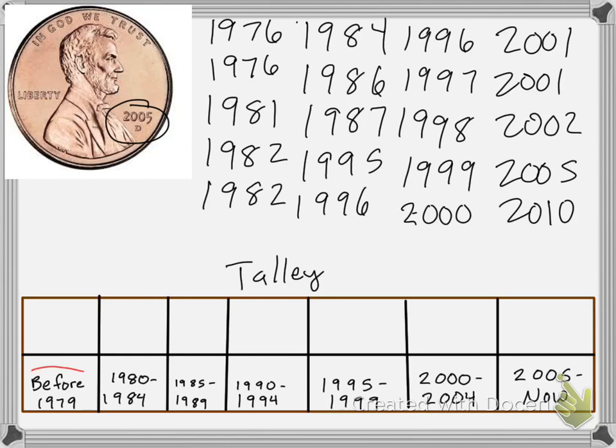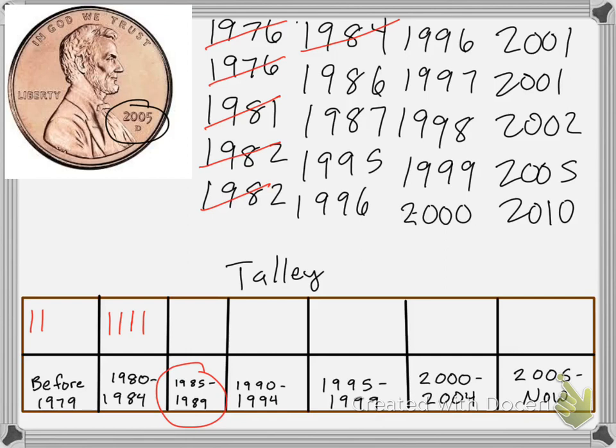So let's see, before 1979. So I have 1, 2. There are 2 pennies made before 1979. Then it says 1980 to 1984. So we look, I have 1, 2, 3, 4. 4 pennies made between 1980 and 1984.